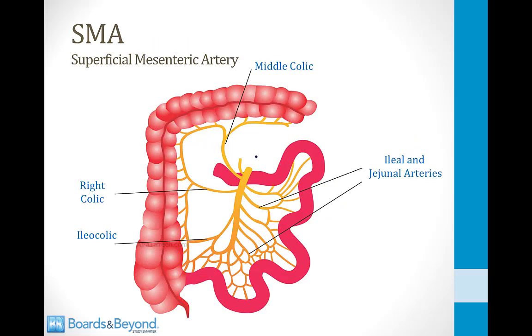Going back to this slide, you can see how the SMA courses over the duodenum, and if it were to press downward for some reason, it could pinch the duodenum, and this sometimes occurs when people lose lots of weight, and it's a rare cause of a bowel obstruction.